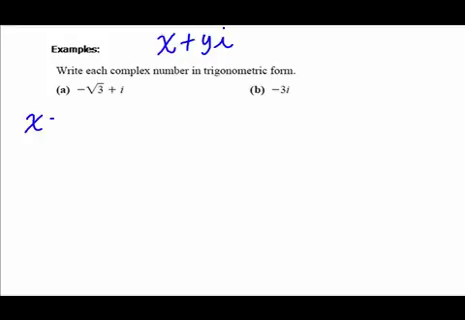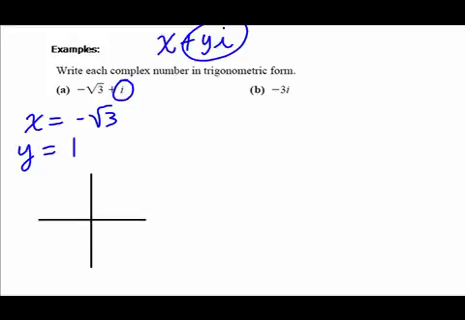We know that x would equal what? x is equal to negative square root of 3. We know that y is equal to what? Y times i. What are we multiplying by i right here? 1. So y is 1. With those two pieces of information, let's figure out which quadrant we're in. Because if x is negative and y is positive, we're in quadrant 2.